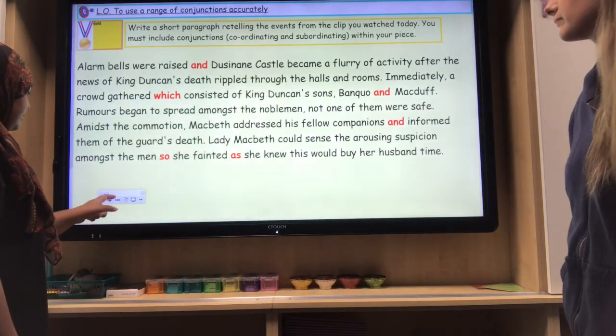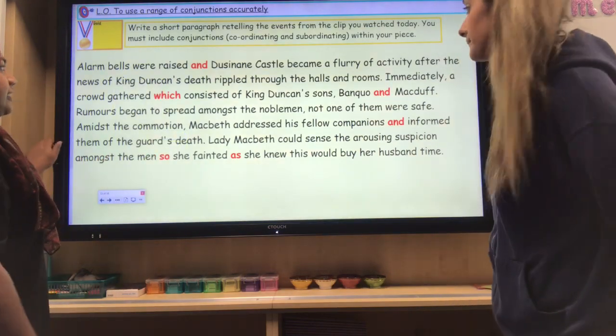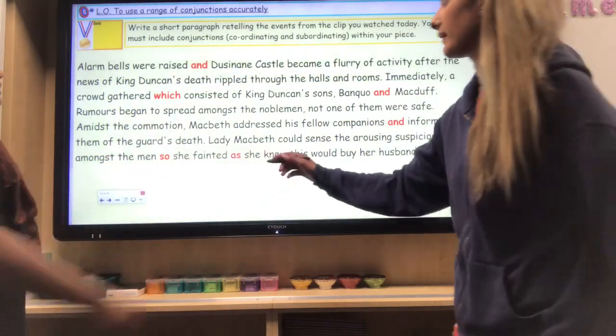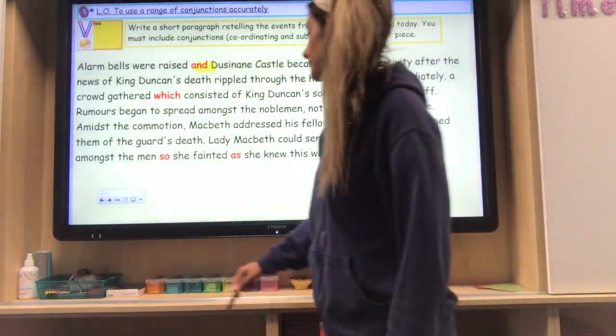Hey, Mrs. Gale? Yeah, good. You've got a variety of different conjunctions. I'm looking at the different conjunctions. You've got your highlighter there. Off you go. And you can see there, you've got "and", you've got coordinating. You've got phrases here.